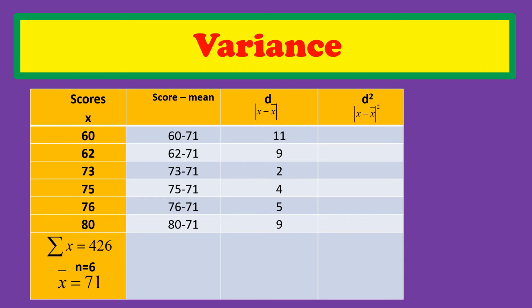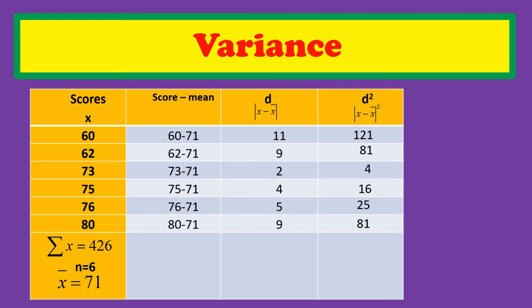We will subtract the mean from each of these scores: 60 minus 71, 62 minus 71, and so forth. So we arrive at 11, 9, 2, 4, 5, and 9. We do not have negative results since we are dealing with absolute values. We have 11 times 11, that is 121. 9 times 9 is 81. 2 times 2 is 4. 4 times 4 is 16. 5 times 5 is 25. And 9 times 9 is 81.